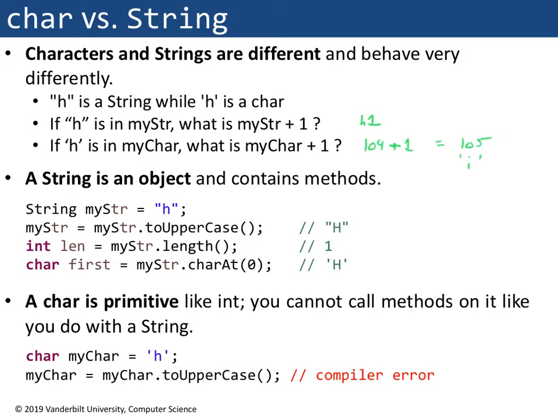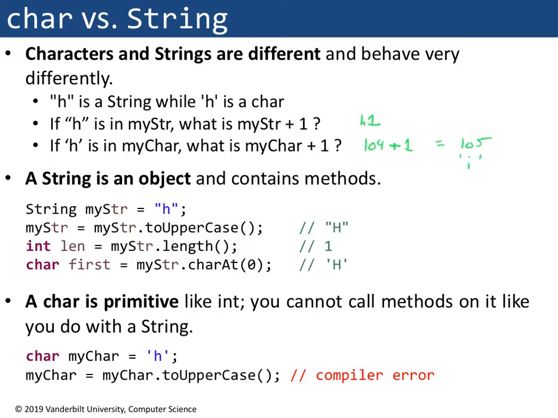However, chars are a primitive type like integer. So there are no methods to call on it. You can't call toUpperCase on a char variable. For instance, if we were to code this, we declare a variable of type char called myChar, and we assign it the value h, and then we attempt to call some method toUpperCase on myChar. The compiler is going to throw an error and say something to the effect of char cannot be dereferenced. And so let's just take a second and understand what that means.